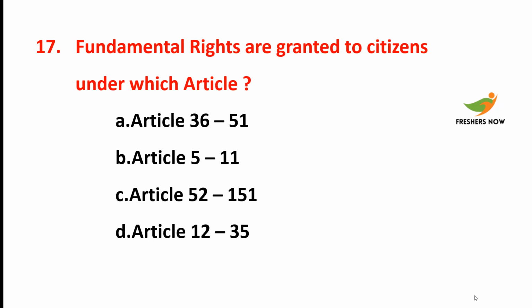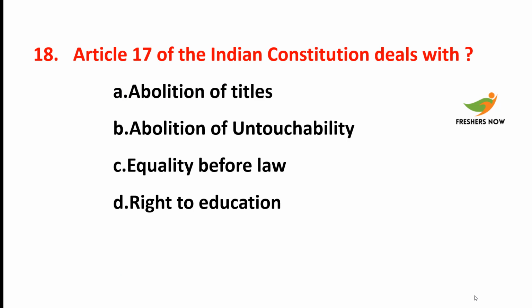17th question, fundamental rights are granted to citizens under which article? And the answer is D, Article 12, 35. 18th question, Article 17 of the Indian Constitution deals with? And the answer is B, abolition of untouchability.